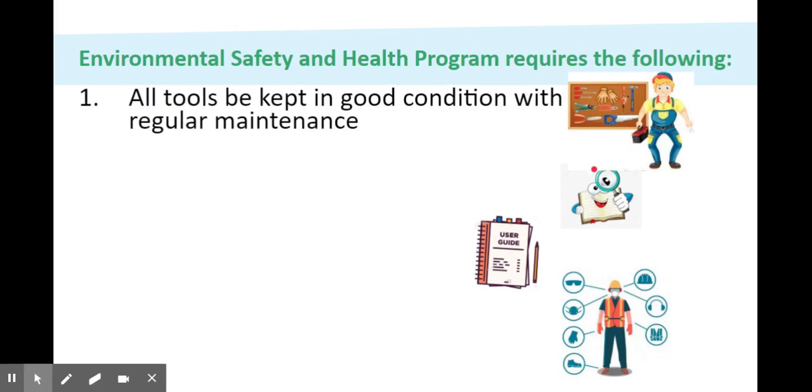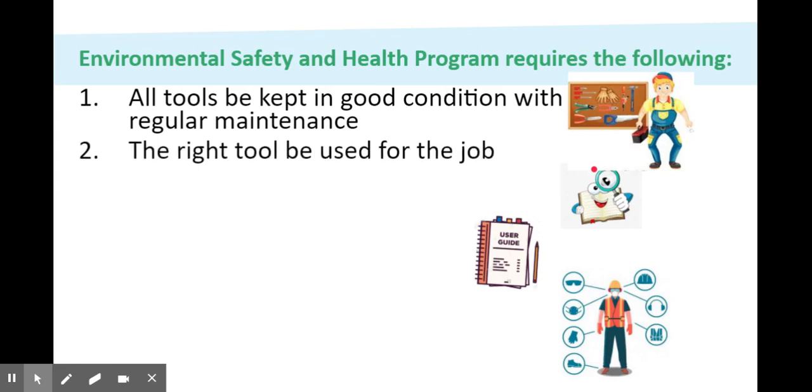The last but not the least thing that you would consider in preparing for tasks to be undertaken is the environmental safety and health program. First, all tools must be kept in good condition with regular maintenance. Example, some tools must be lubricated, rust-free, and dry. Second, the right tool must be used for the job. Example, a Phillips head screwdriver shouldn't be used to puncture objects.